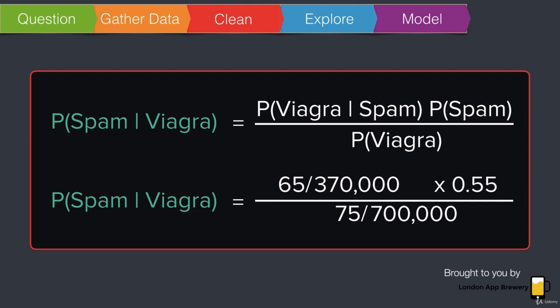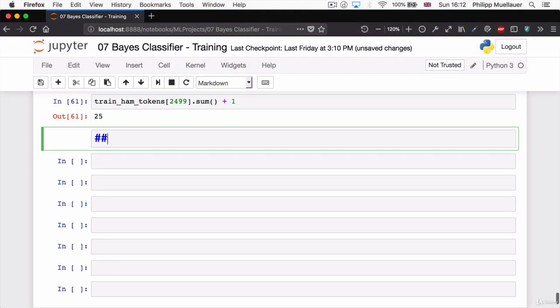We're almost there. In this lesson, we'll calculate the probability that a token occurs given that the email is spam. So in this case, we might calculate the probability of Viagra occurring in an email given that the email is spam. And then afterwards, we'll calculate the probability of a particular token occurring given that the email is a non-spam message.